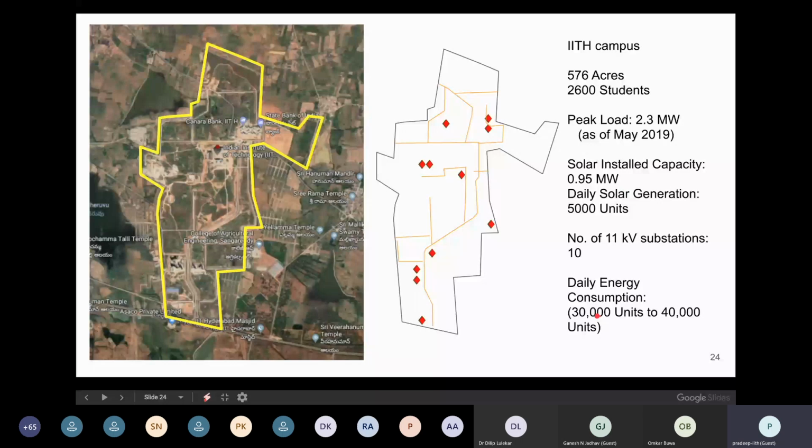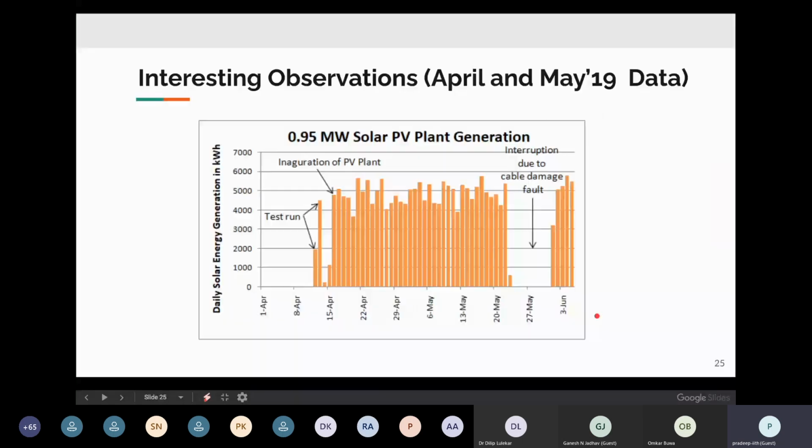Now, after deploying the similar system at all the 11 kV substations, we are getting some interesting observations from the campus. The first one is the inauguration of the 1 megawatt solar plant. April 16th was the date of inauguration, that is in 2019, last year. Then 1 megawatt means close to 5,000 kilowatt hours.